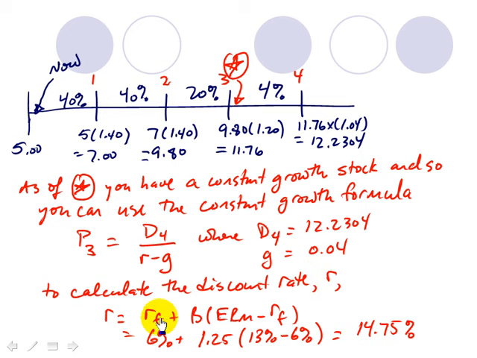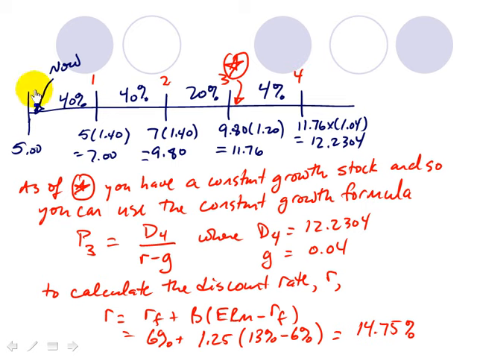R is the risk-free rate plus beta times the expected return on the market minus the risk-free rate. That would be the 6% plus 1.25 times 13% minus 6. That works out to 14.75%.